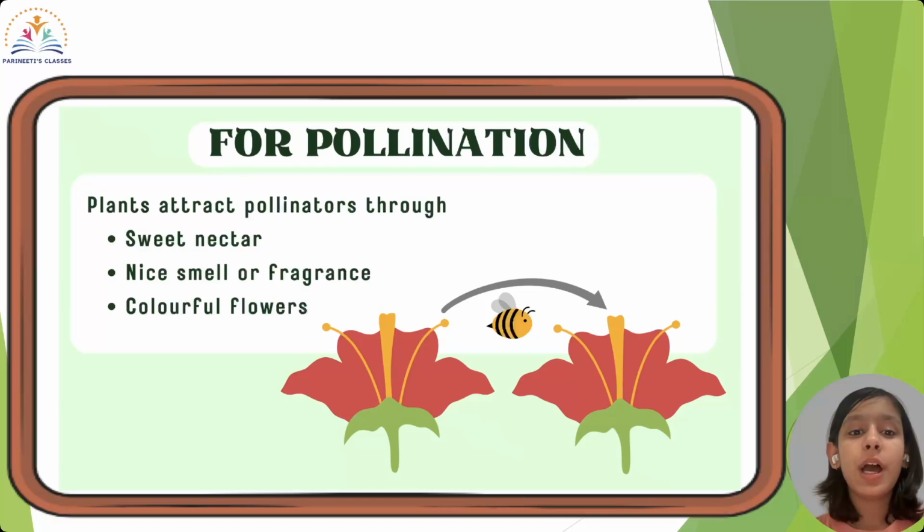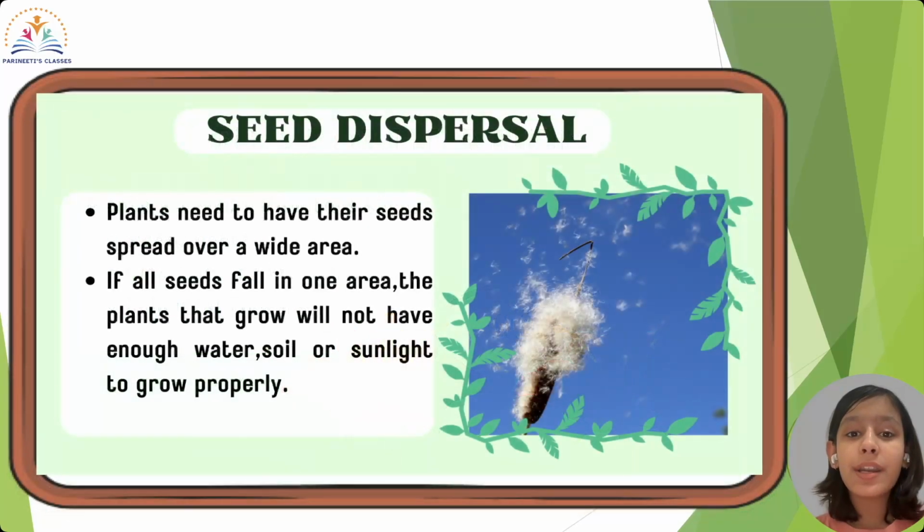For pollination, plants attract pollinators through sweet nectar, nice smell or fragrance, and colorful flowers. Another amazing role that animals play is seed dispersal, helping plants spread their seeds far and wide. Plants need to have their seeds spread over a wide area. If all seeds fall in one area, the plants will not grow well, as they will not have enough water, soil, or sunlight to grow properly.